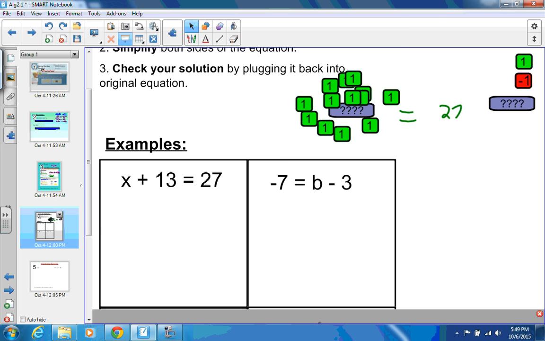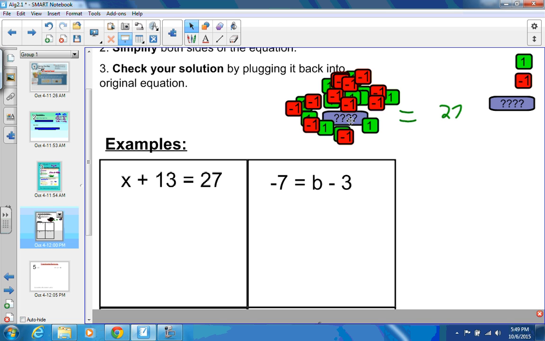So we want to just get this thing by itself. So we want to get rid of everything else. So what we can do to cancel out all these positive ones is we can add in some negative ones. So 1, 2, 3, 4, 5, 6, 7, 8, 9, 10, 11, 12, 13.